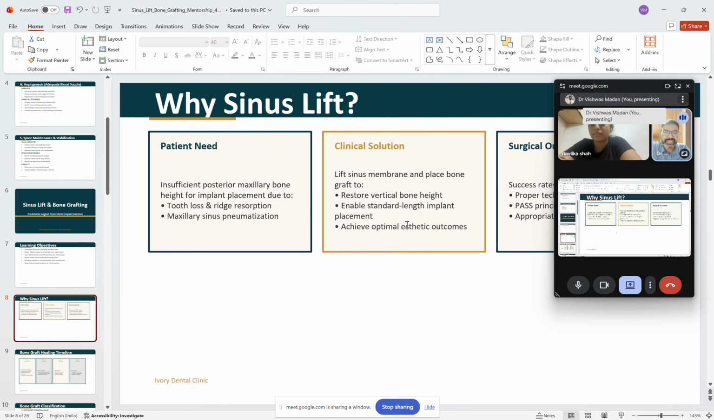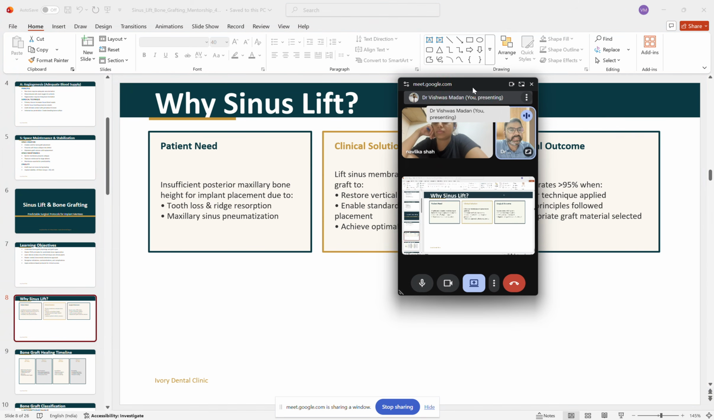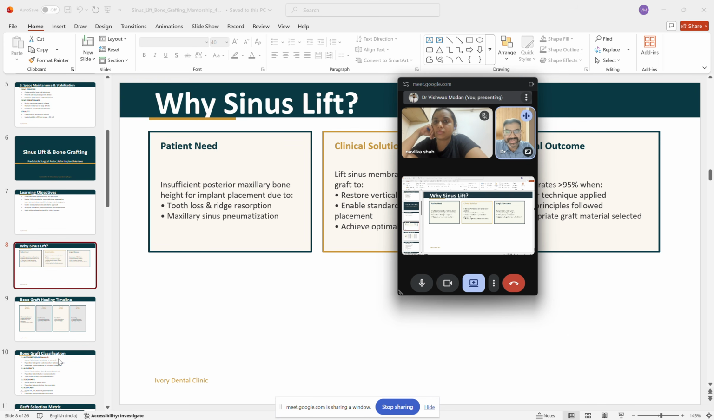So sinus lift, basically, what is the need? The need is when there is less posterior height in the maxilla, when there is tooth loss, ridge resorption, when there is maxillary sinus pneumatization, then we need to do sinus lift. Sinus lift has two approaches. One is a lateral sinus lift or a side approach, and one is a crestal sinus lift. I'll briefly discuss all of these.